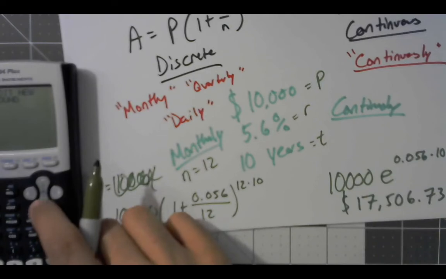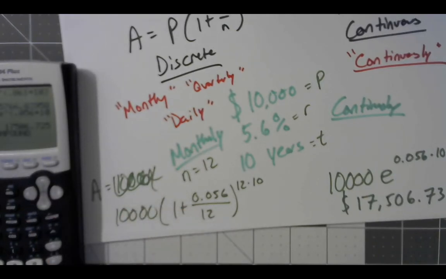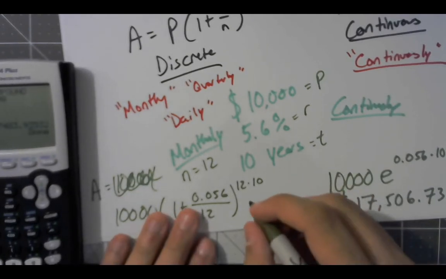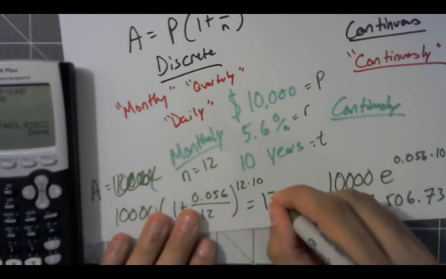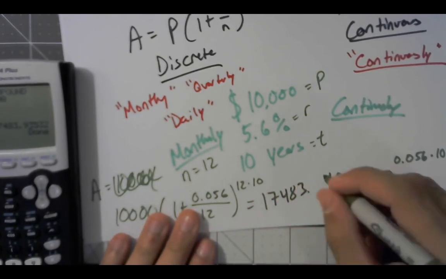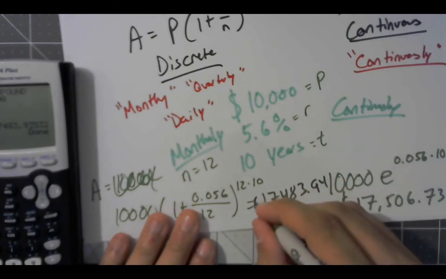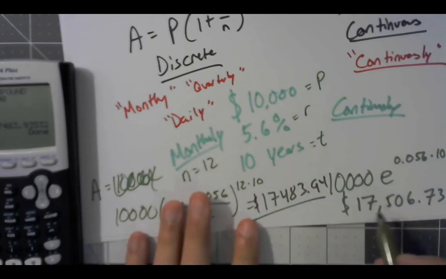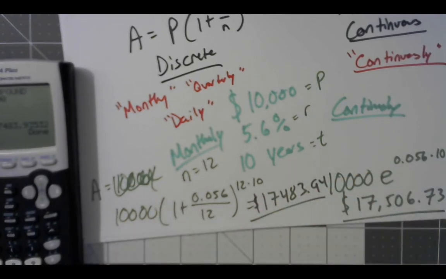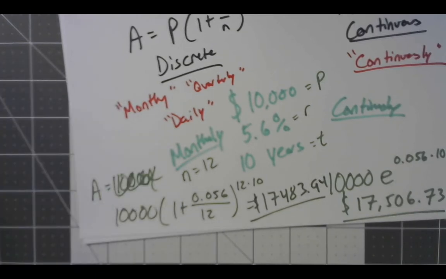My other one, I actually made a program for it. $10,000 at a rate of 5.6, 12 times a year for 10 years. I get 17,483.94. Kind of similar. But that is all of my compound interest.